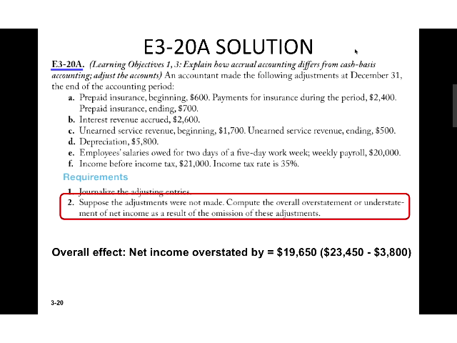So the overall effect is net income would have been overstated by $19,650. How I got that was I took the $23,450, the overstatement due to leaving those expenses off, and subtracted out the understatement from leaving off the revenues of $3,800, and that's where I got the $19,650. And that's a really popular question for me to get via email about this exercise. So hopefully that helped you.